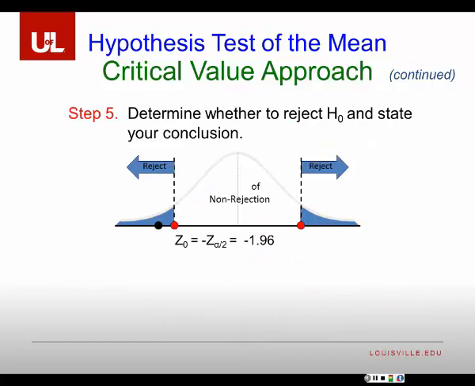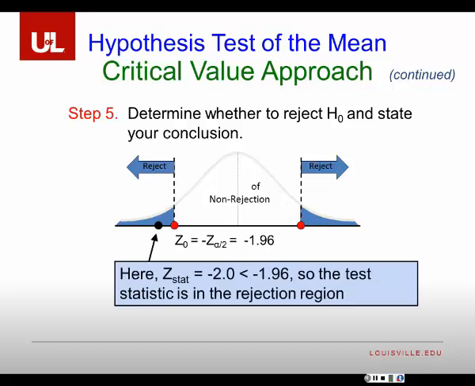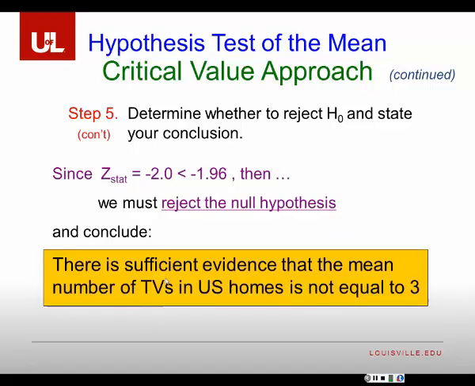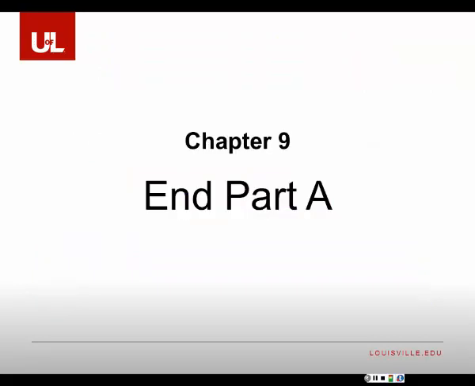In a picture, you would have negative 1.96 and positive 1.96 here. You calculate your observed z, which happened to be negative 2, so it's in this blue area. So you reject the null hypothesis. There is sufficient evidence that the mean number of TVs in U.S. homes is not equal to 3. So this is all the parts on means.